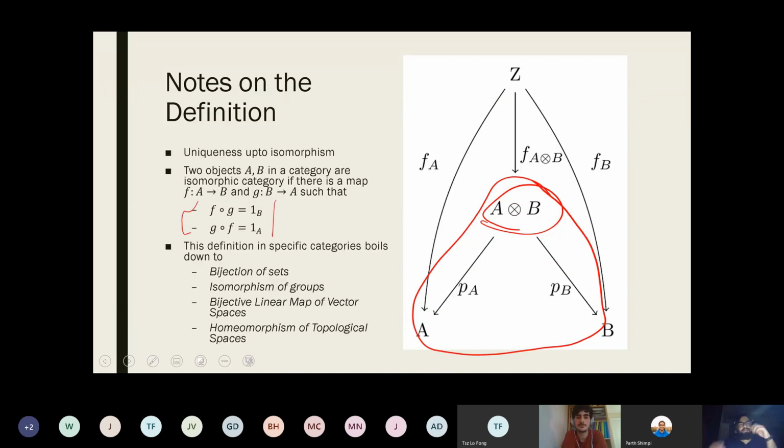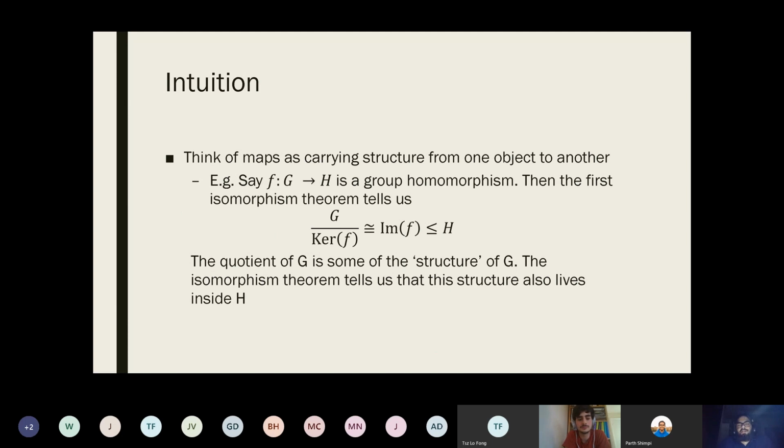Now I think I'll try to discuss some intuition of this, before delving into examples. We can think of maps as carrying structure from one object to another. What I mean is, think about it in terms of groups. If we have a group homomorphism F from G to H, then the first isomorphism theorem tells us that G mod kernel of F is isomorphic to some subgroup of H, and that subgroup is the image. You can think of G mod ker of F as, in essence, some of the structure of G. It could be all of the structure of G if the kernel is trivial, but if it's not, it's some of the hidden structure inside, and we're forgetting what the kernel says. But what the homomorphism tells us is that this structure also lives inside H. So this homomorphism is telling us that there is some structure in G which also lives inside H.